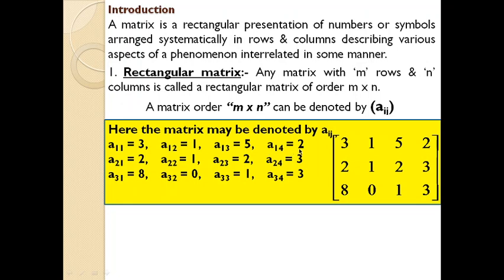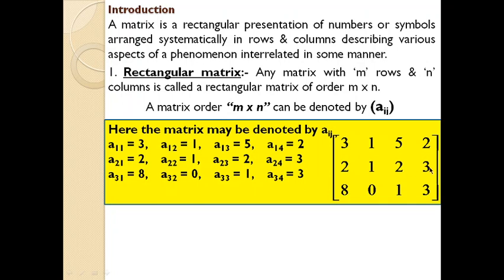So each number in a matrix is represented by its position in the matrix. Every element has a position on a row basis as well as a column basis. On the basis of that position only, each element is represented. Next one, 2. It is in the second row, first column, so it is written as A21. Next one, 1. It is in the second row, but it is in the second column, so it is represented by A22. Next one, 2. 2 is in the second row but it is in the third column, so it is represented by A23.